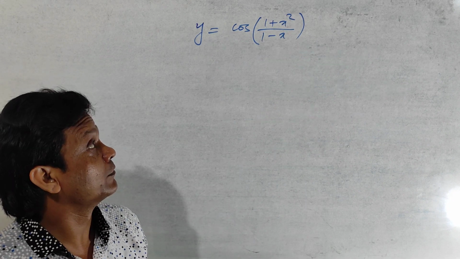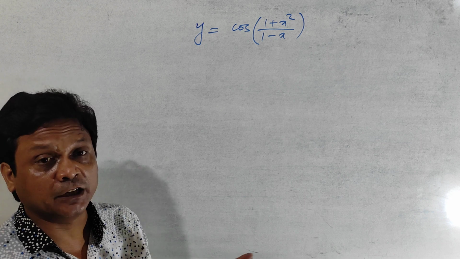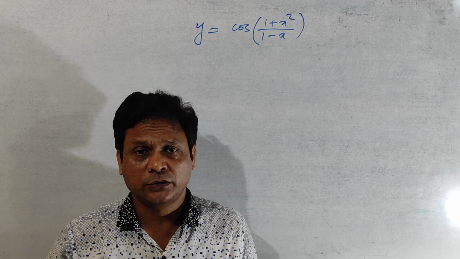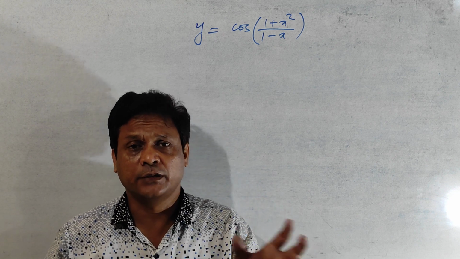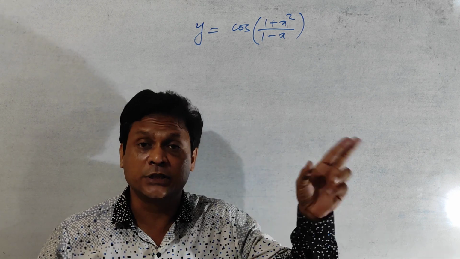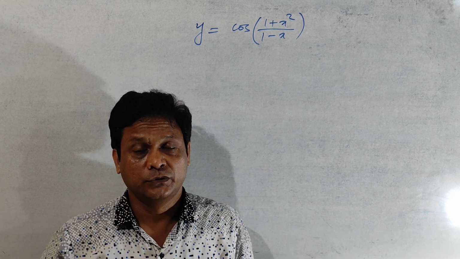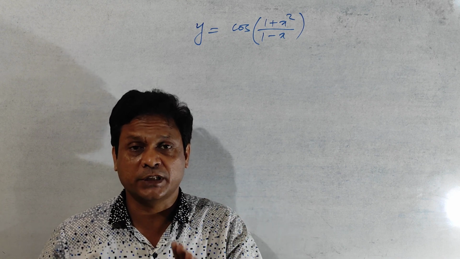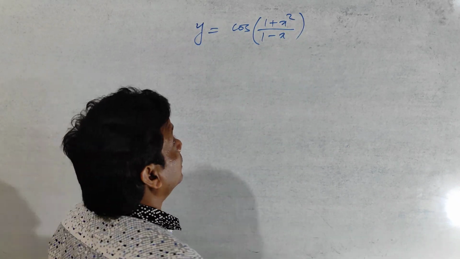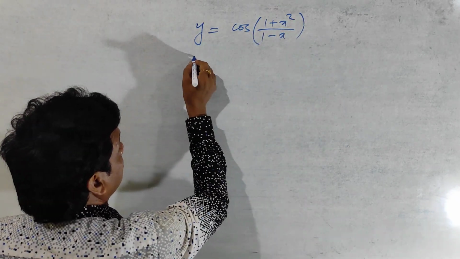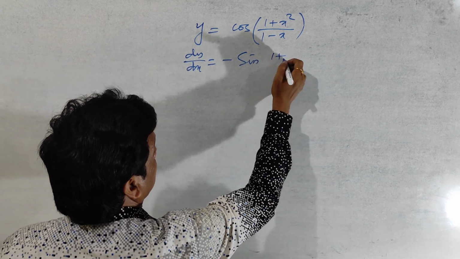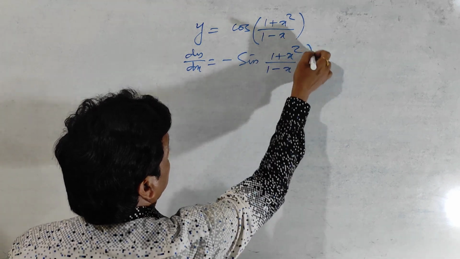See this question. This cannot be solved by substitution. In my next class I will tell you how to substitute. That means you want to apply trigonometric substitution, which I have told you in inverse trigonometric functions: 1 minus x square, a square minus x square, a square plus x square, like this. But here the substitution is not possible. So directly apply cos u. The formula is minus sin u into the derivative of u.